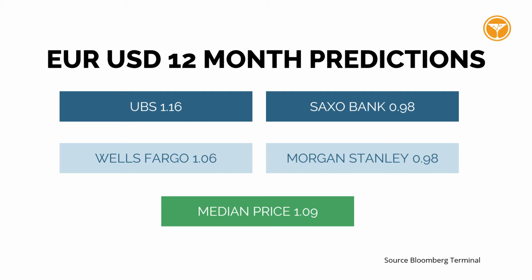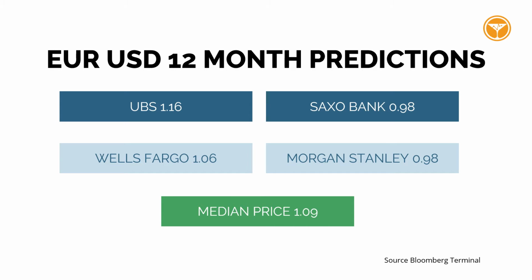UBS is actually saying it's going to go up. They've got $1.16. Saxo and Morgan Stanley both agree it's going to go down, which would be more where I think we're thinking, Tyrone. Saxo Bank's claiming it's going to go to 98, and same with Morgan Stanley. And then Wells Fargo is sitting around the 106 area, with the median price being expected to be around $1.09.